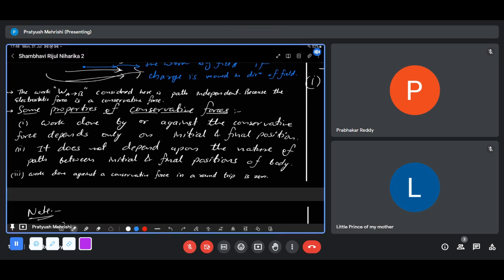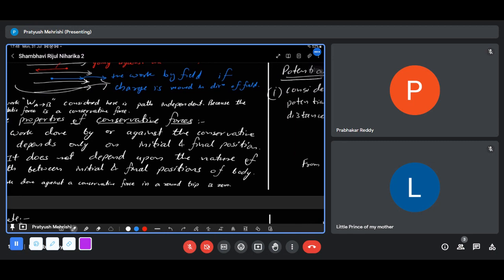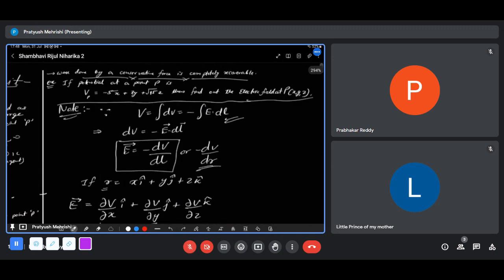Now, work done against a conservative force in a round trip is zero. Work done against a conservative force in a round trip is always zero. Why? Because the initial and final positions will always be the same.